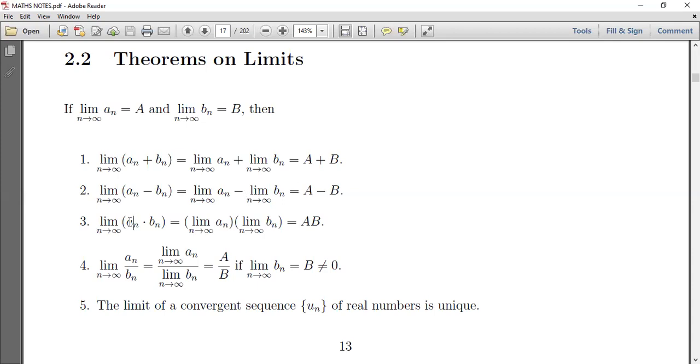The limit of an times bn is equal to the limit of an times the limit of bn, which is a times b. The limit of an over bn is equal to the limit of an over the limit of bn, which is a over b, provided that the limit of bn is not equal to 0, because we cannot divide a number by 0. So if the limit of bn is equal to 0, then we have a problem, and we need to find another way of simplifying that limit.